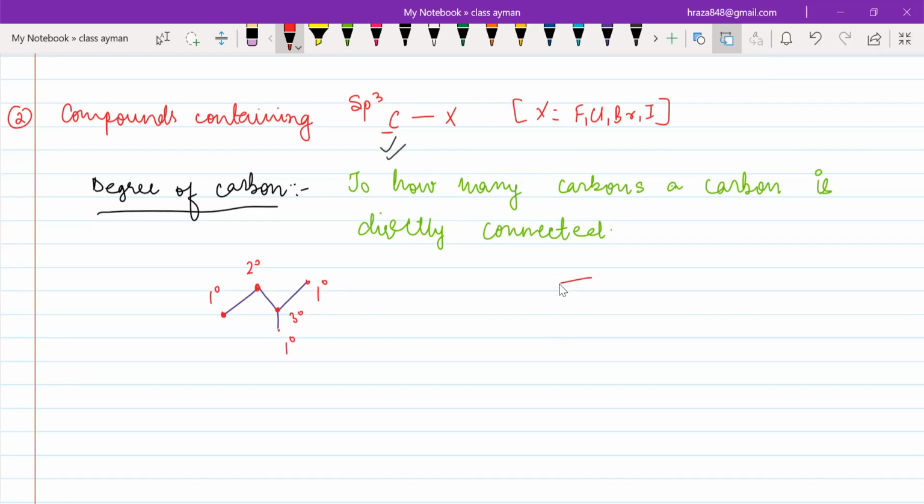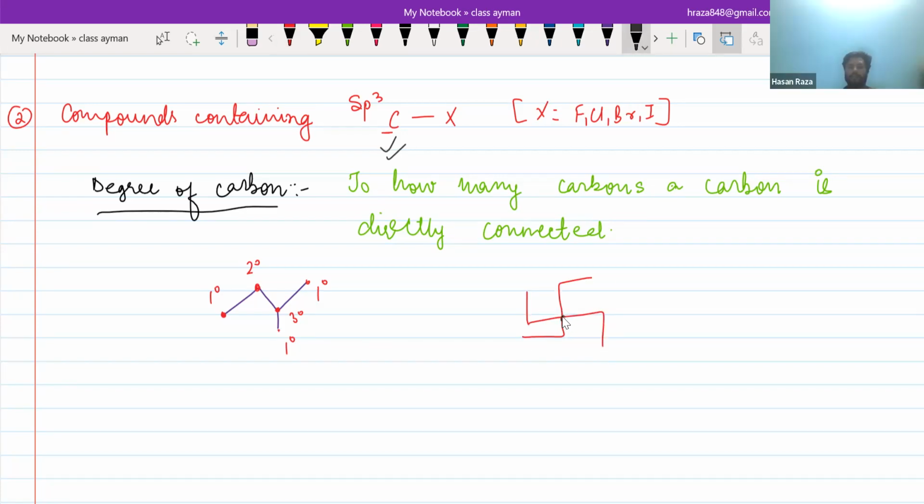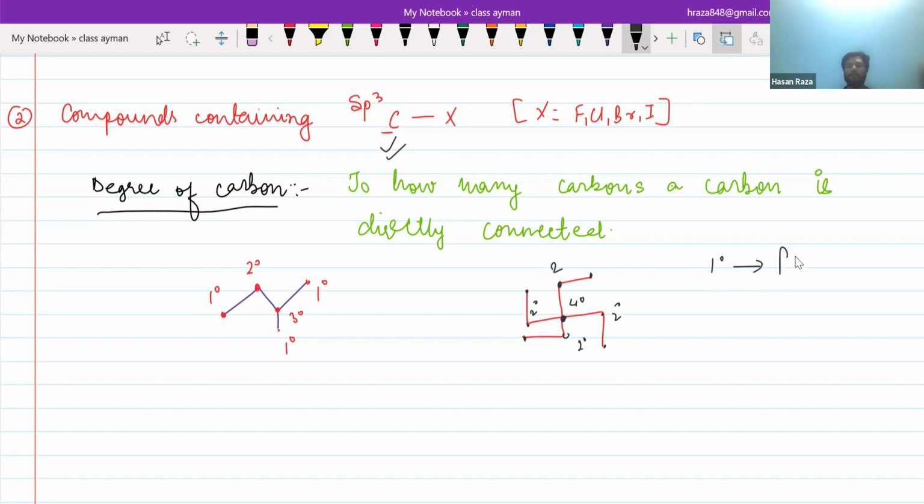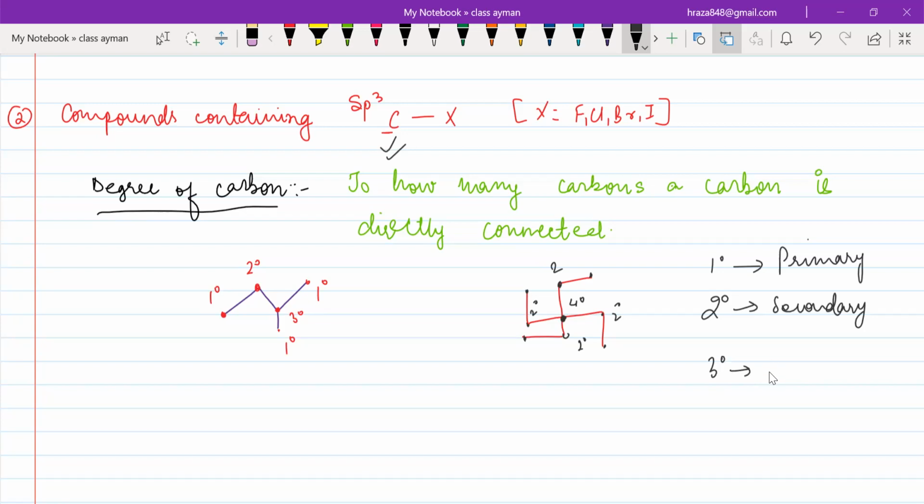Yes, sir. Okay, so what is the degree of this carbon? 4 degree. Now this is 2 degree, this is also 2 degree, this is 2 degree. This is 1 degree, this is 1 degree, this is 1 degree. Yes or no? Yes. So basically, you know 1 degree means primary carbon, 2 degree means secondary, and 3 degree means tertiary.